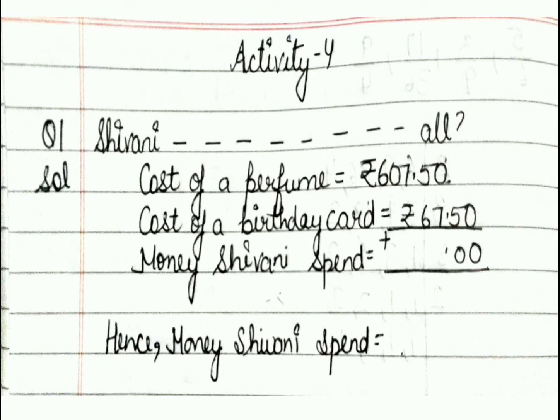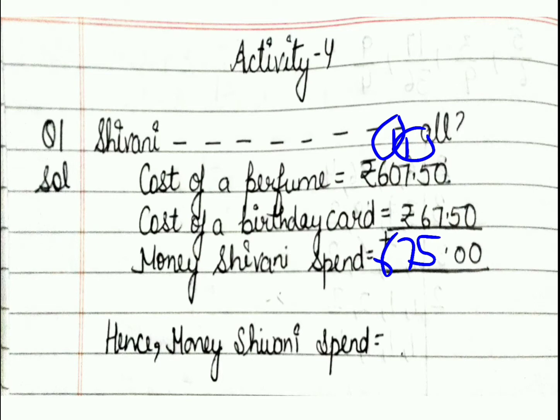Money Shivani spent. Now what do I have to do? Plus. So 50 plus 50 is 100. So 1 will go on 7. So when it goes on 7, then you have to add 7 plus 7, that is 14. 14 plus 1 is 15. So 5 will come here and 1 will go on 0. So 6 plus 1 is 7. Clear? And at the end 6 is left.